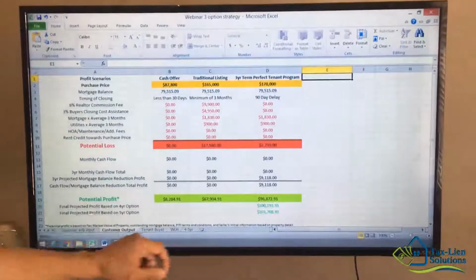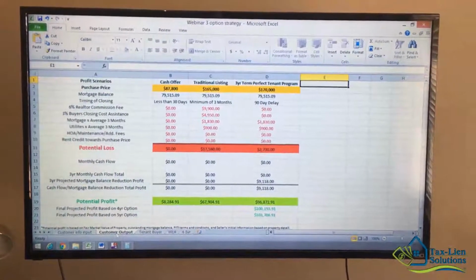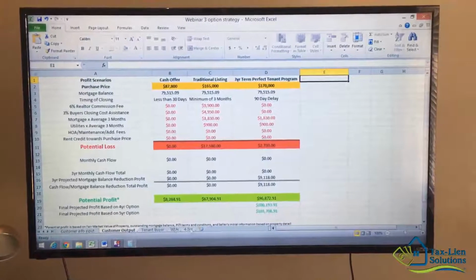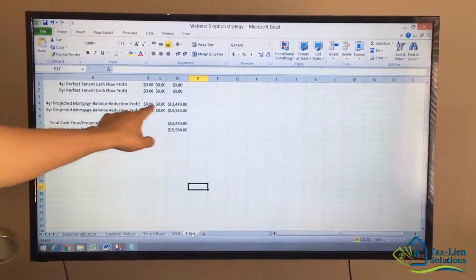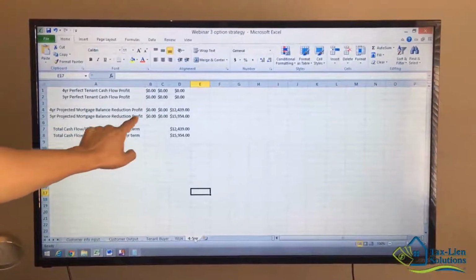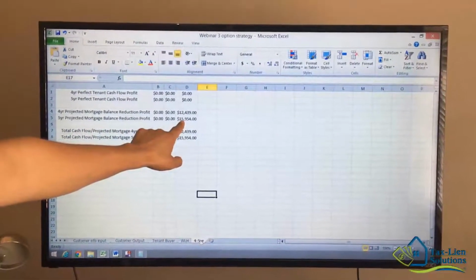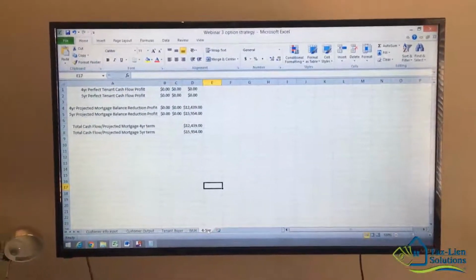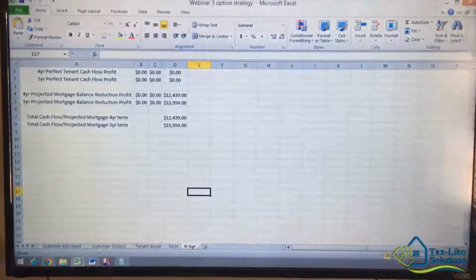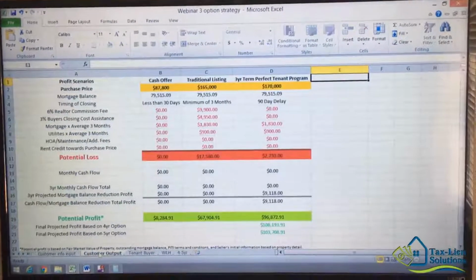So over the course of 5 years, okay, I'm going to go over in here. Over the course of 5 years, okay, his balance is going to get reduced. His principal balance will be reduced by $15,954. Okay, so going back over to here.